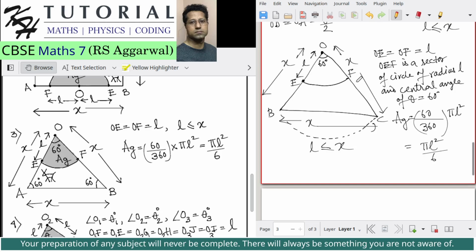Now, I think this formula, that if the animal is tied at the point O, then the maximum area of grazing will be pi L squared by 6. This will basically depend on L. Depending on L and x, this shaded region, this sector, some part of it may be outside the triangle.